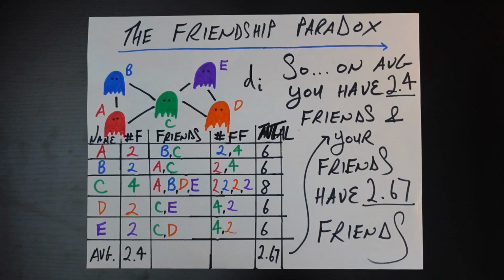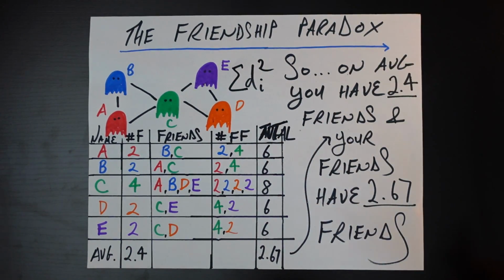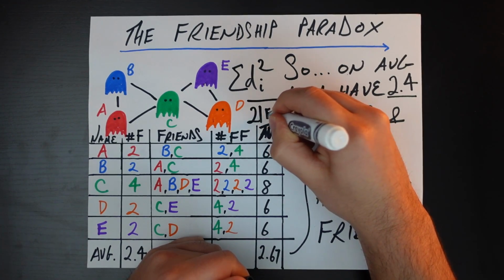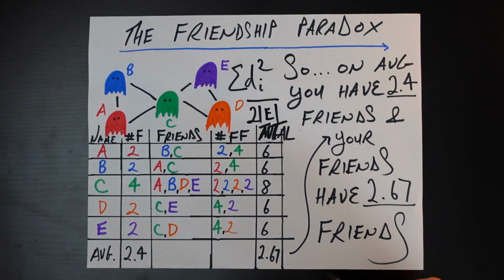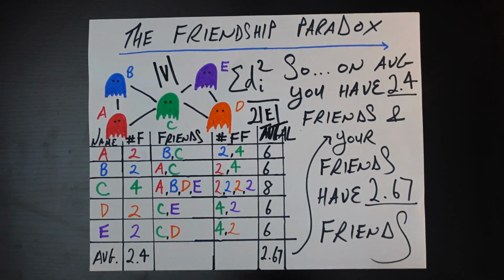So the numerator is the sum of the square degrees. So if we sum up the square degrees of all the nodes, that is the numerator of our fraction. And the denominator of our fraction is twice the number of edges. So if you haven't seen these, looks like absolute value bars, but in the context of graph theory, that is the size of the edge set, or the number of edges in the graph. And for completeness, the size of the vertices set is going to be the number of vertices in the graph, which is 5.